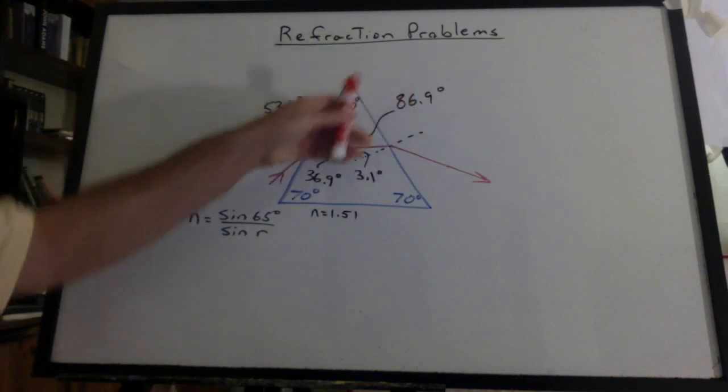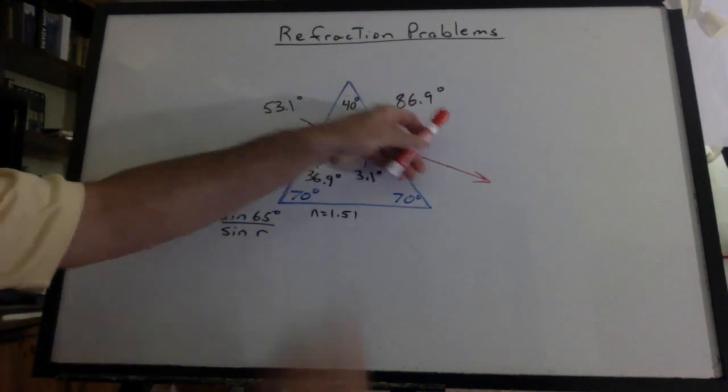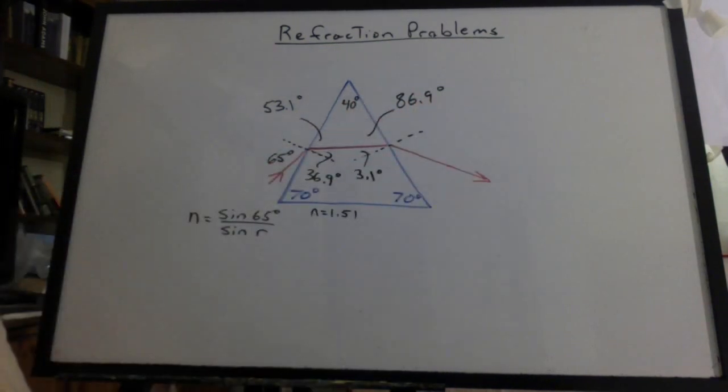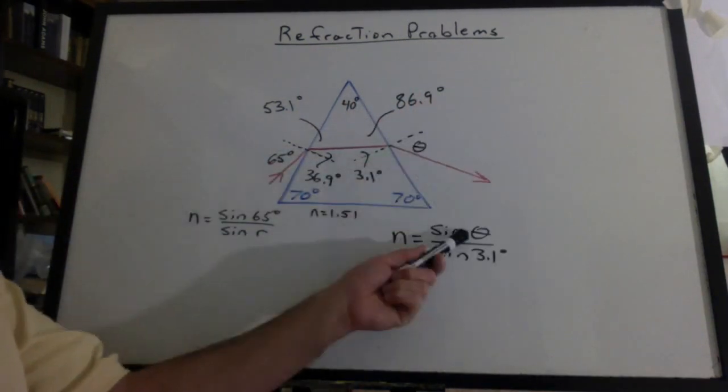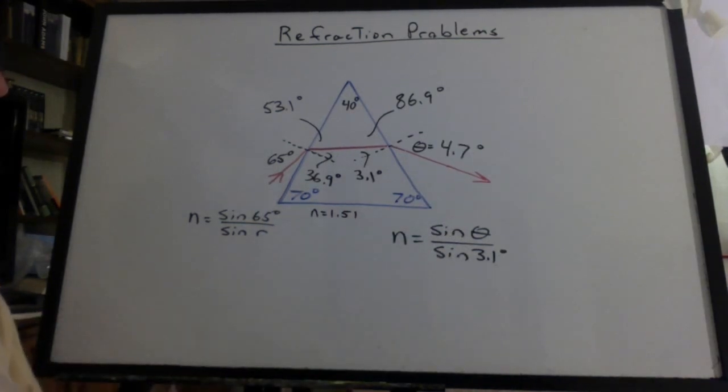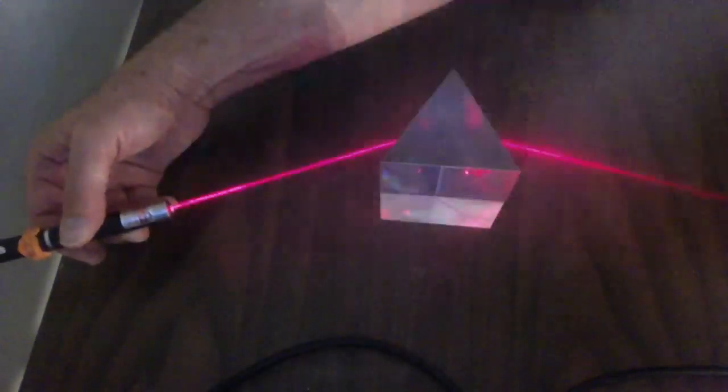That side speeds up first. That stays slow until it comes out, bending away from the normal. This is the angle on the fast side. It's on top. We plug in 3.1 degrees, and we get 4.7 degrees. Okay, it's really an exaggerated diagram, but you get the idea. Let's see if it really works this way. Yeah, I guess so, huh?